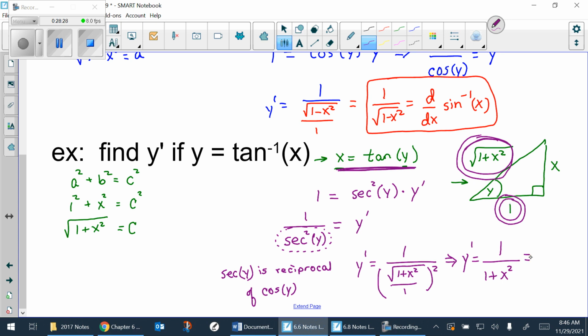And that is the derivative of tan inverse of x. That will be a huge piece of information. We've just proven it. We never have to prove it again. If I can memorize that, I never have to prove it again. If I can memorize the derivative of sine inverse and the derivative of tan inverse, I never have to prove it using this triangle method again.